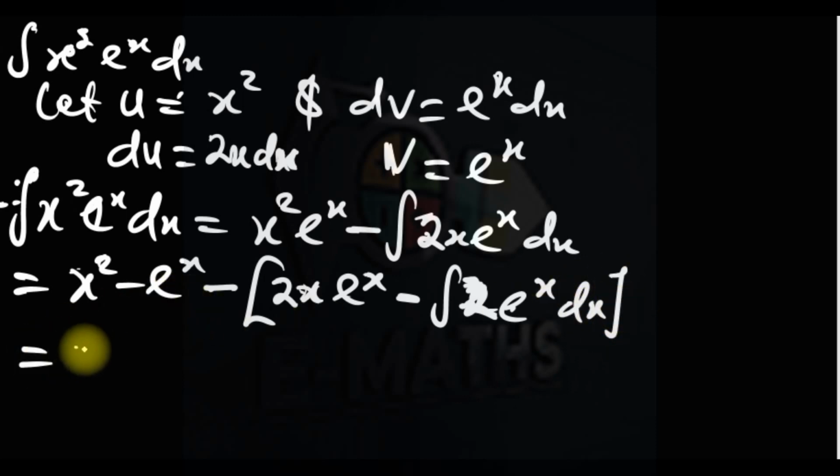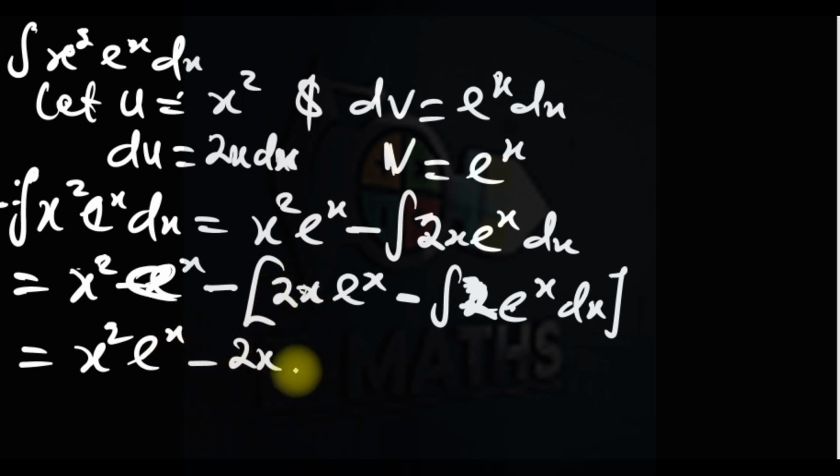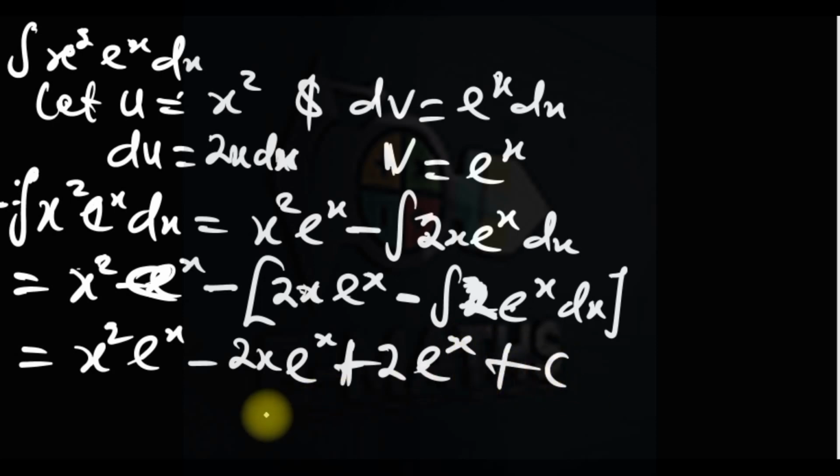So open up again: x squared e raised to power x minus 2x e raised to power x plus, we integrate this, do you get, minus times minus is plus, 2 will come here. So what is the integral of e raised to power x? E raised to power x plus c.